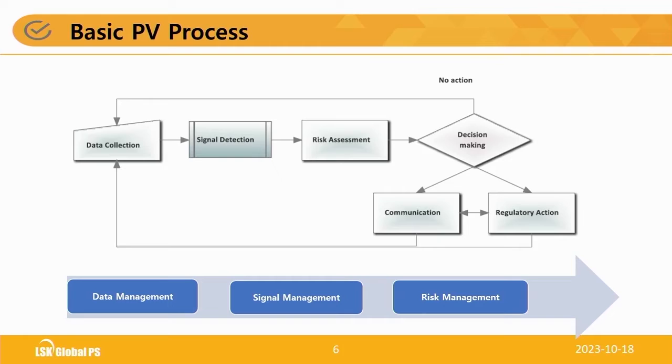I believe that the most basic PV process goes across these 3 steps. So we have data handling and then data collection, and then we get the signal detection. And then with the signals, we go into risk assessment of the pharmaceutical. And of course, we have to have data to be able to do that. And without collection of such data, pharmacovigilance work that follows cannot be possible.